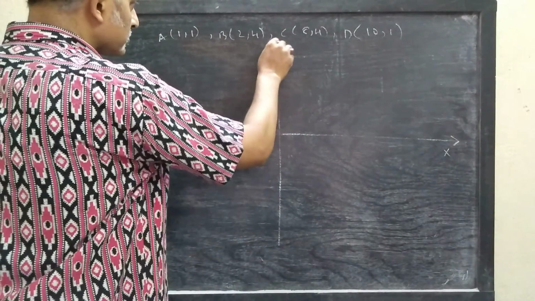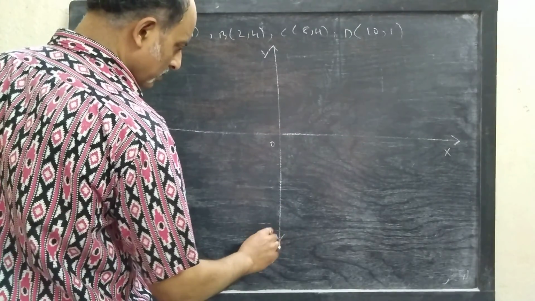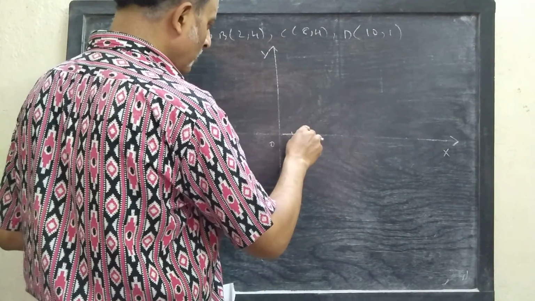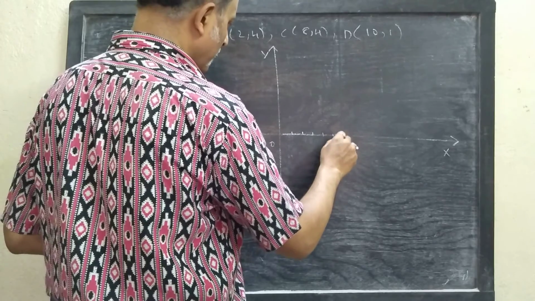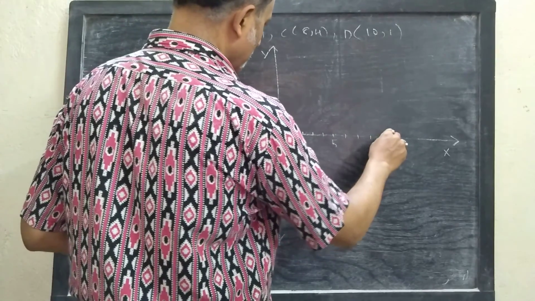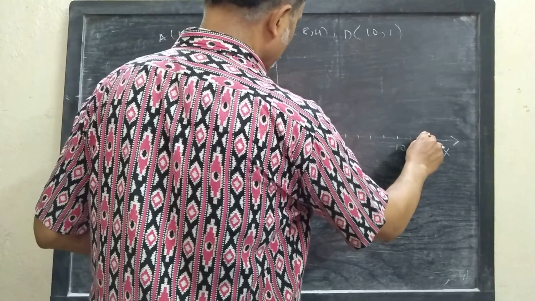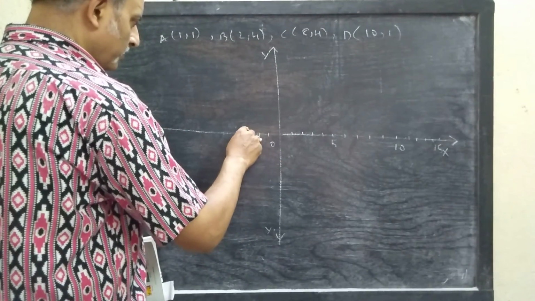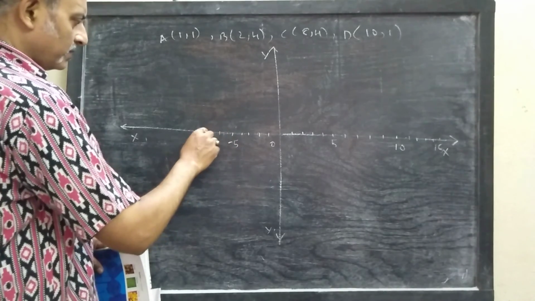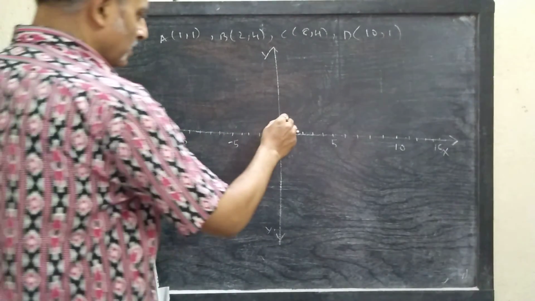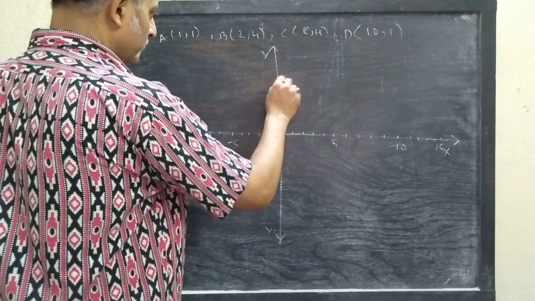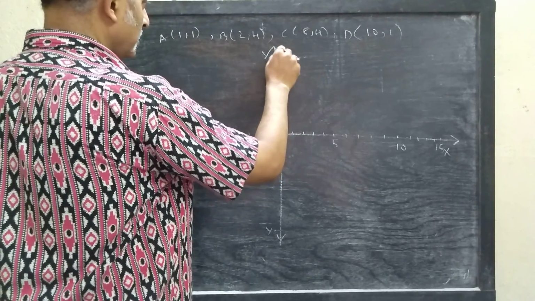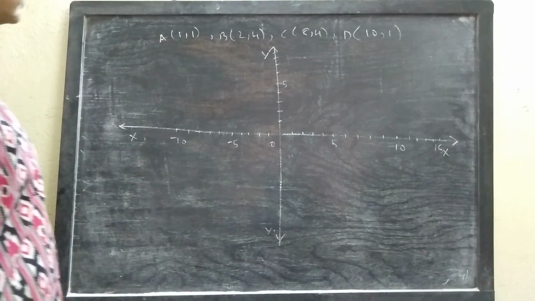X-axis, this is y-axis. Let us scale it. 1, 2, 3, 4, 5, 6, 7, 8, 9, 10, 11, 12, 13, 14, 15 on one axis, and 1, 2, 3, 4, 5, 6, 7, 8, 9, 10 on the other. Now, 1, 1.